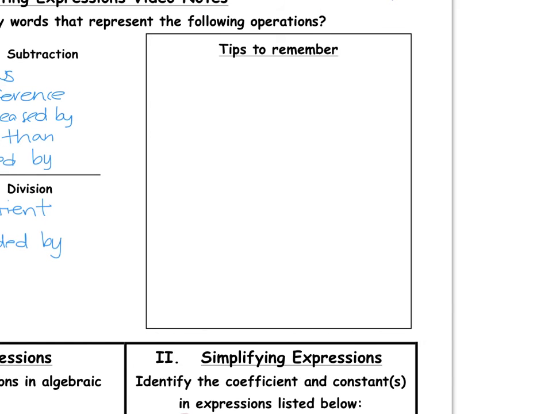A couple things I forgot to add in there, tips to remember. We'll put those in now. When multiplying a number and a variable, the number is written first. So for example, and this will be tip number 1, if we're saying x times 5, it's not x5, it's 5x. So x times 5 is written as 5x. The number needs to come first.